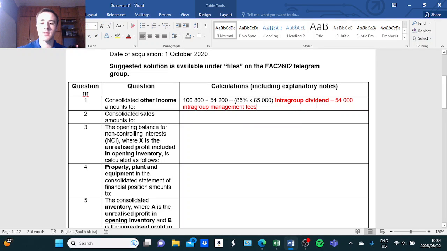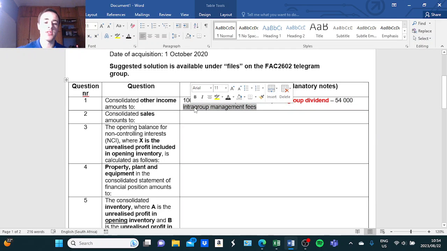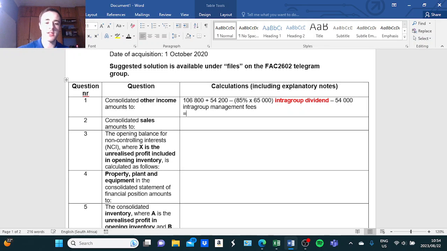Let me just make this black. There you go. This represents intergroup management fees. I will now correct that.